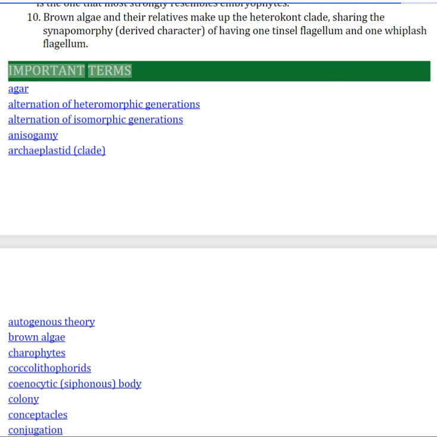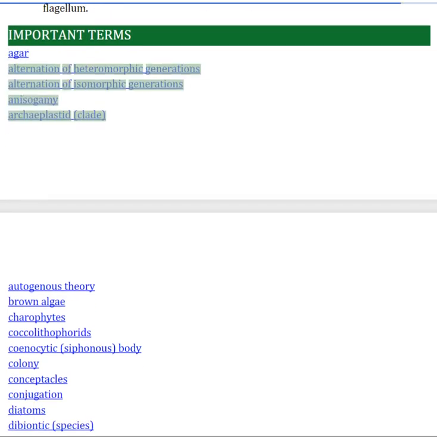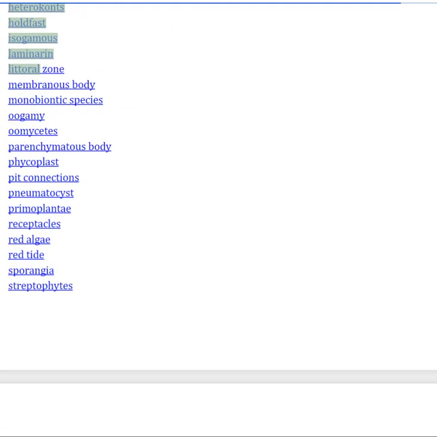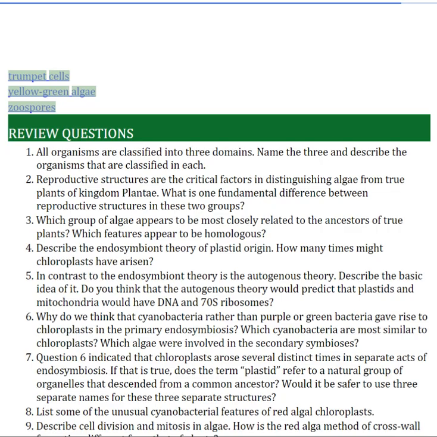Important terms. Agar, alternation of heteromorphic generations, alternation of isomorphic generations, anisogamy, archaeplastid, autogenous theory, brown algae, charophytes, coccolithophorids, coenocytic body, colony, conceptacles, conjugation, diatoms, dibiontic, dinoflagellates, embryophytes, endosymbiont theory, euglenoids, filamentous body, floridean starch, gametangia, golden brown algae, green algae, heterokonts, holdfast, isogamous, laminar and littoral zone, membranous body, monobiontic species, oogamy, oomycetes, parenchymatous body, phycoplast, pit connections, nematocyst, procarp, receptacles, red algae, red tide, sporangia, streptophytes, trumpet cells, yellow-green algae, zoospores.